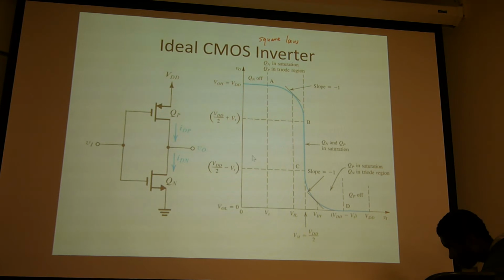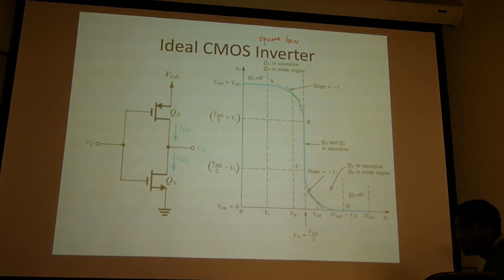And then if we use that, we can derive some of the voltages in this curve, like the VIL, which we define as where the slope becomes -1 here. If we use the simple square law equations, then we can derive what this VIL is.